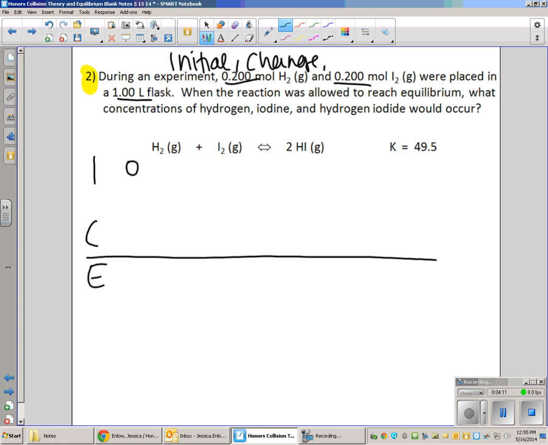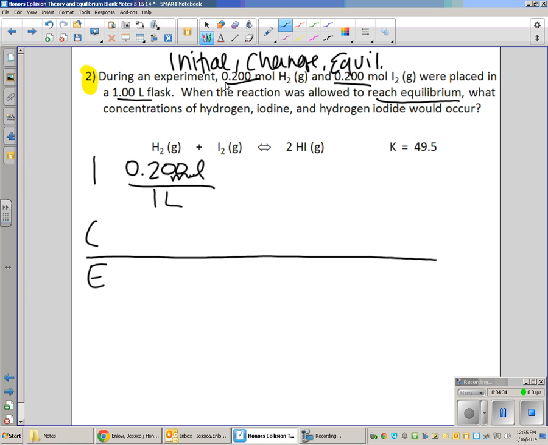What kind of problem is this? Equilibrium. Okay. And the question says that it's allowed to reach equilibrium. So we want to get our calculation to equilibrium. That's our goal. We're starting off with 0.200 moles per 1 liter. Well, what's that molarity? 0.2, right?